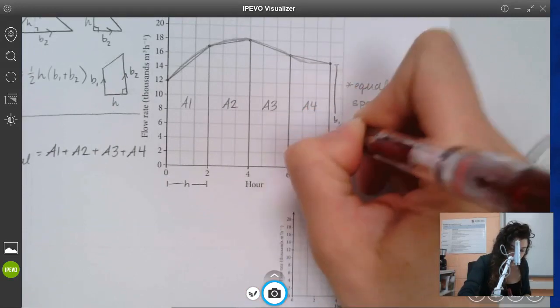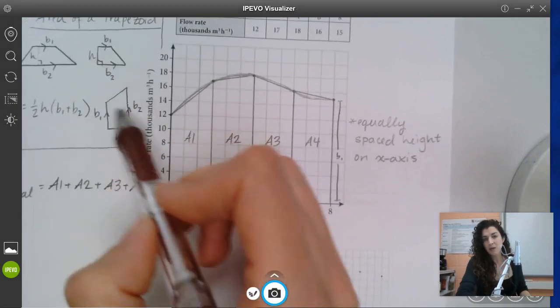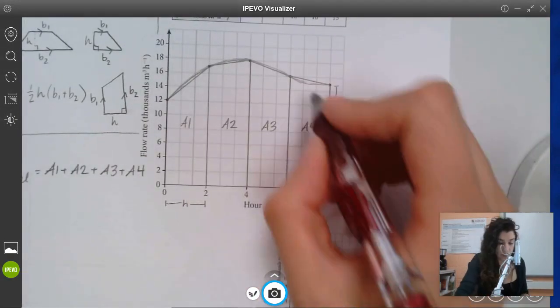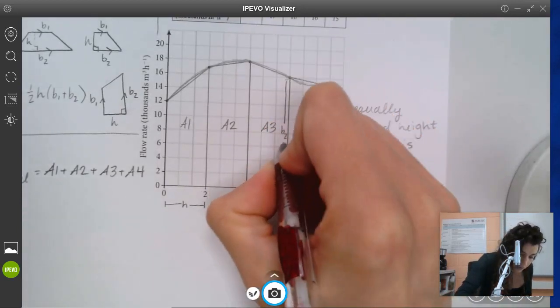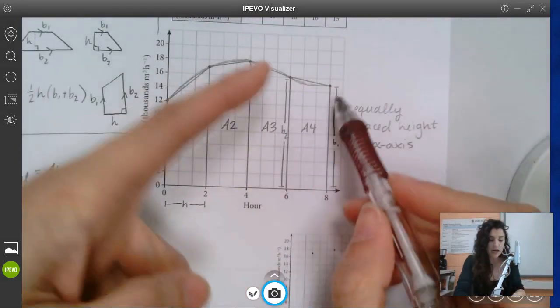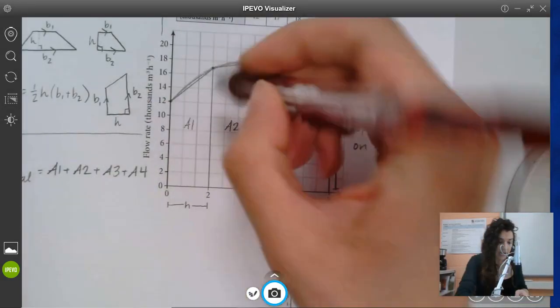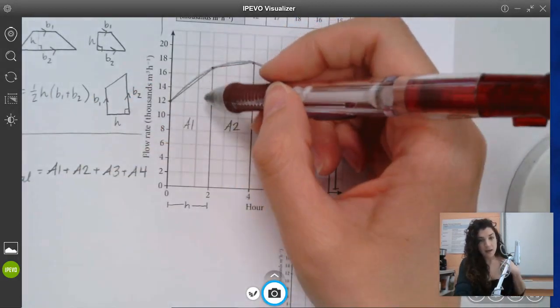It doesn't matter which one's base 1 and which one's base 2. Notice it kind of shifts around here. It wouldn't really matter which one's base 1 and base 2. So I'm calling this one base 1, but you could call it base 2. And then this length right here is your base 2, right? So what you're doing is you're adding these two heights together for each of them. So A1, we're adding the two heights on either side because these are our two bases.